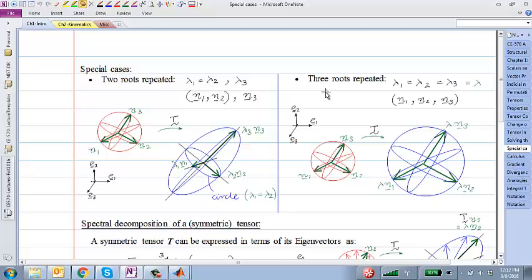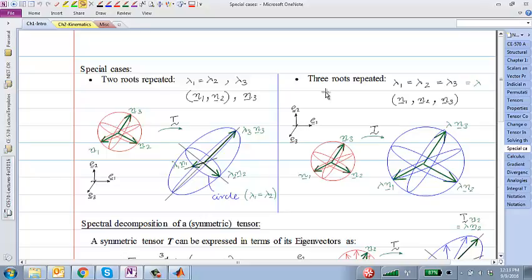Slightly changed in size, it would still be a sphere. Now it's not an ellipsoid anymore, which means what? How many eigenvectors do I have? Infinite. Any direction is an eigenvector, right? Can you give me an example of a tensor that does this?